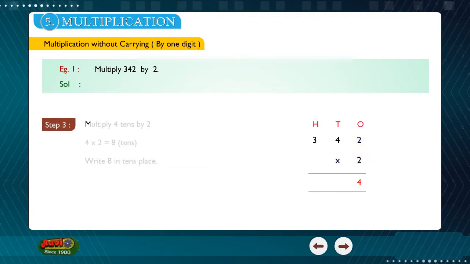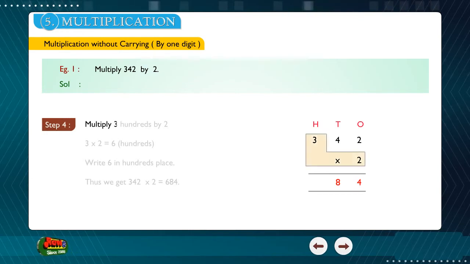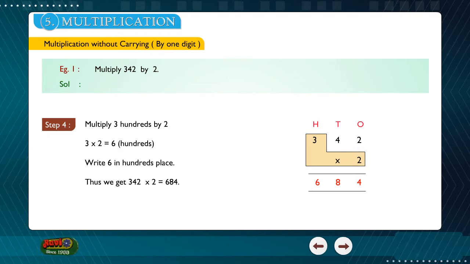Step 3. Multiply 4 tens by 2. 4 into 2 is equal to 8 tens. Write 8 in tens place. Step 4. Multiply 3 hundreds by 2. 3 into 2 is equal to 6 hundreds. Write 6 in hundreds place. Thus we get 342 into 2 is equal to 684.